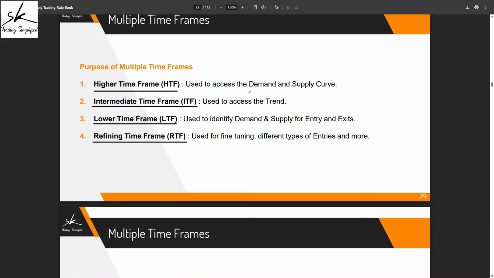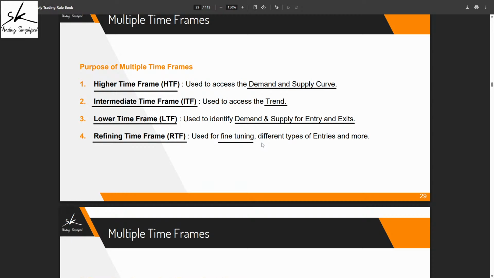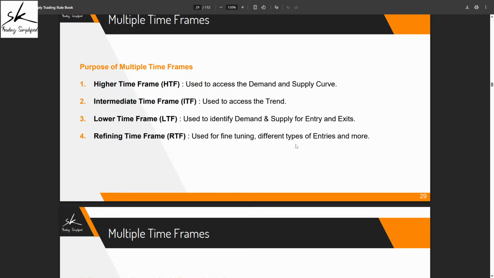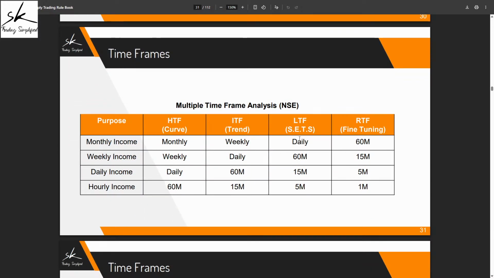Higher time frame is used for demand supply curve analysis. Intermediate is used for trend analysis. On the lower time frame, we identify our areas of demand and supply for our entries and exits. And the refining time frame can be used for multiple purposes, like fine-tuning the zone, different kinds of entries, and in case you need to apply some additional rules, that is also where this time frame can help us. Next, what are the 4 different trade purposes? We have already talked about it. What is HIT, DIT, WIT, and MIT? So now the question comes: for every purpose of trade, what will be my 4 different time frames?